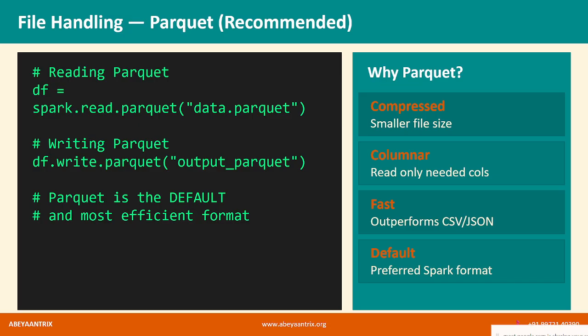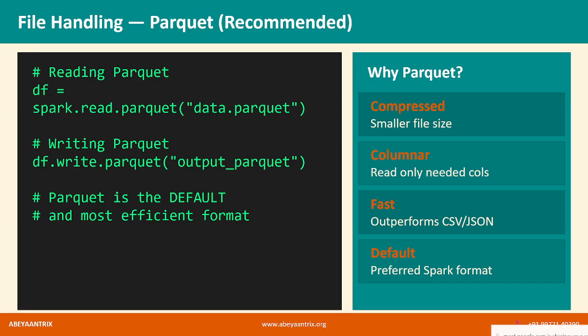And they read only needed columns. Here you can selectively read the columns. In JSON and CSV, you have to read the entire file. But here you can selectively read the columns. So that is the difference. And it is very fast compared to CSV and JSON. Parquet files are very fast. By default, in Spark, the preferred file format is Parquet. Let us see how to read from the Parquet file and write to the Parquet file.